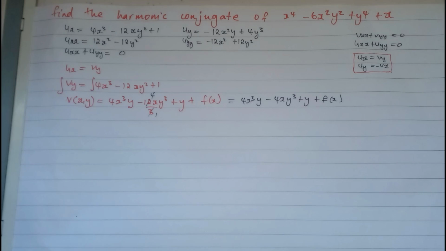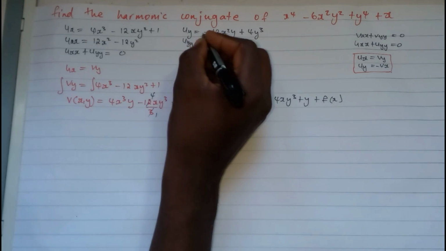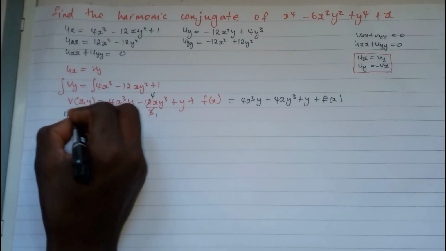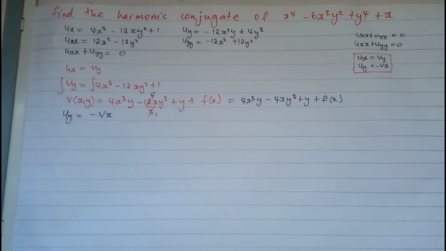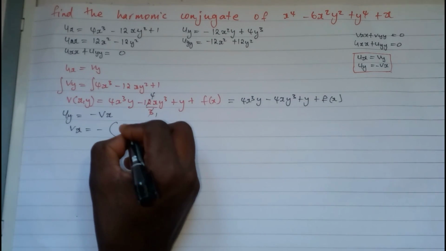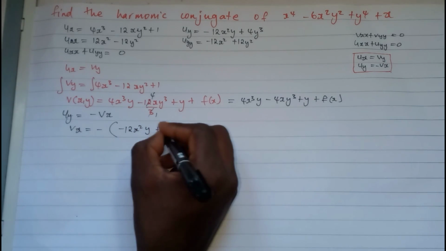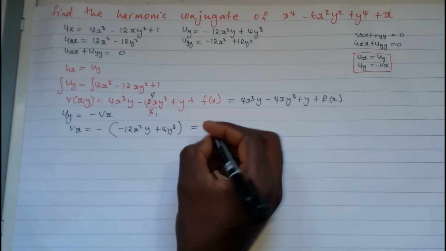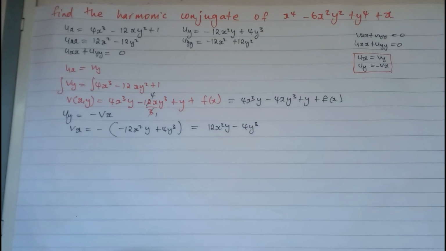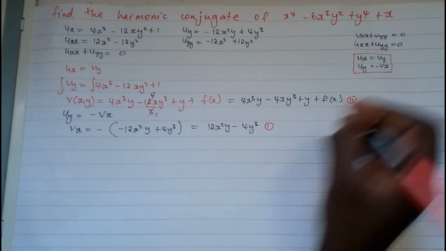Now it's time for us to find vx. We said uy equals negative vx. That means vx is going to be the negative of uy, of negative 12x squared y plus 4y to the power 3. So I'm going to get 12x squared y minus 4y to the power 3. This is going to be our first equation for vx. Let's go to the second equation.